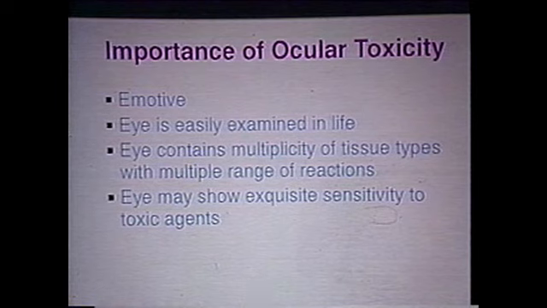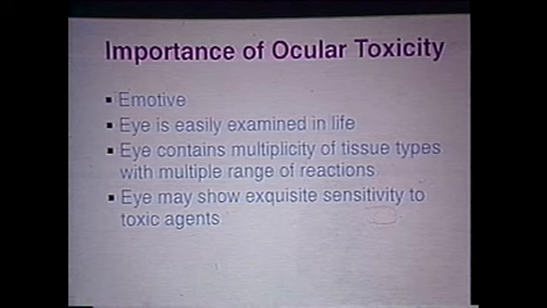The second reason why it's important is that we can always examine the eye very easily in life. It's a little like the skin. We can do gross examination at any time, either as in spontaneous disease or as part of experimental procedure. And particularly by the use of many ophthalmic equipments, the structures and the changes in these structures can be readily ascertained.